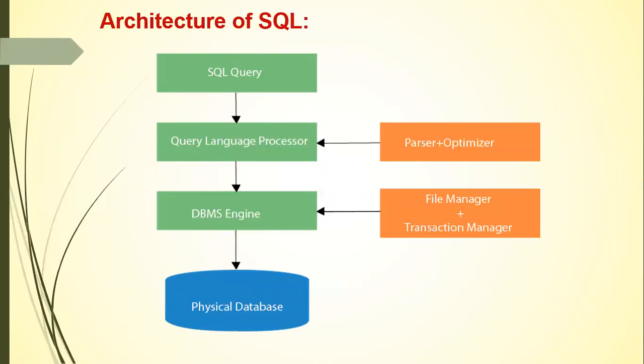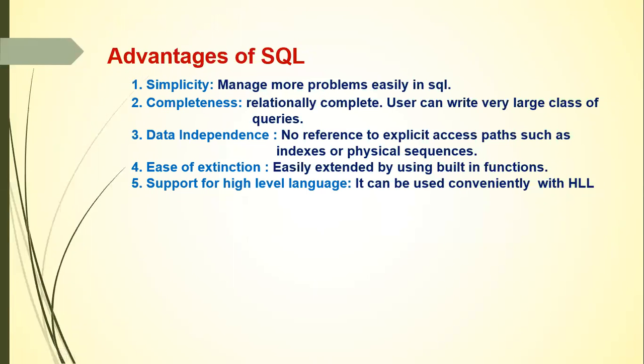In this case, we write the SQL query and give it to the query processor. The query processor, with the help of a parser and query optimizer, does the backend processing in this phase. The output of the query processor is given to the DBMS engine, and with the help of the file manager and transaction manager, the DBMS engine can fetch the data from the physical database. For the given query, the resultant data is returned to the end user. This is the architecture we generally consider.